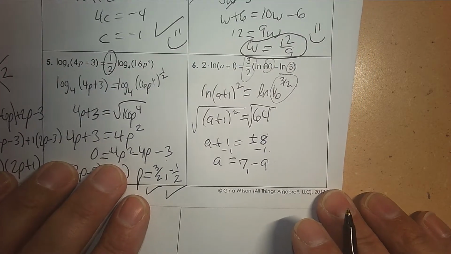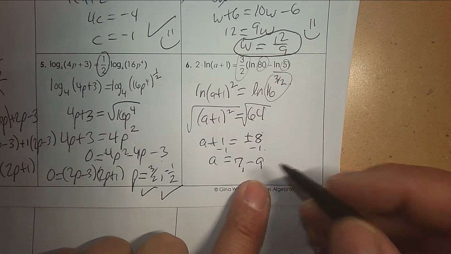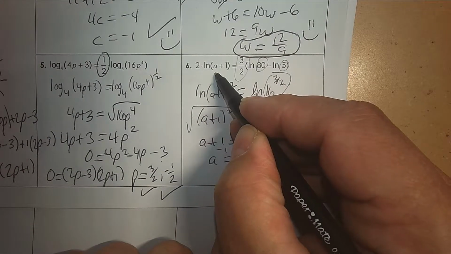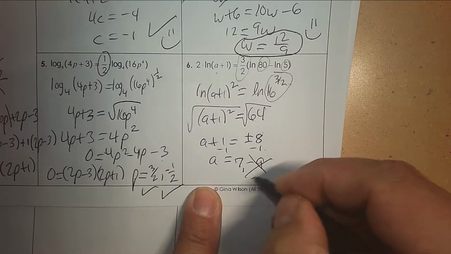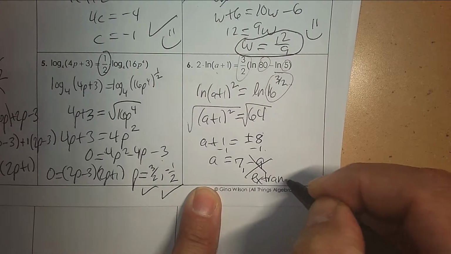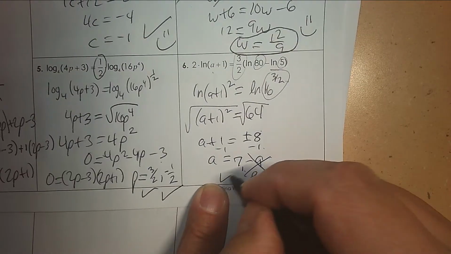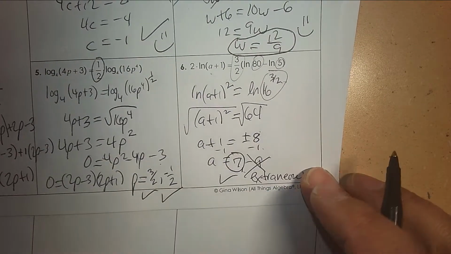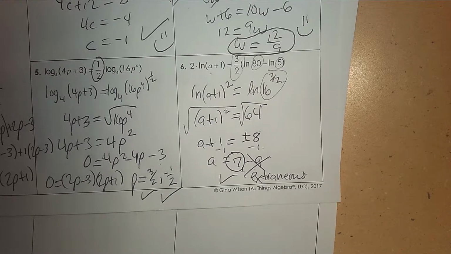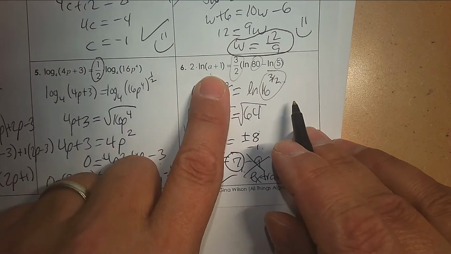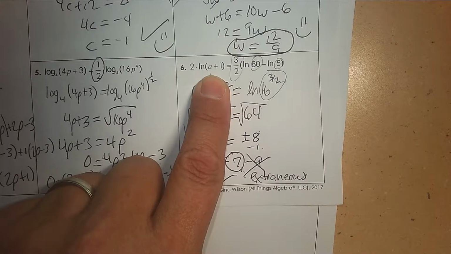Now, what do I have to be careful about? What happens when I put negative 9 into the logarithm? Negative 9 plus 1. That's an extra, isn't it? Positive 7 works. So the only solution is positive 7. Why did I cross out negative 9? When you plug it back inside the logarithm, negative 9 plus 1 is a negative answer. That's our domain restriction. It can't be negative.